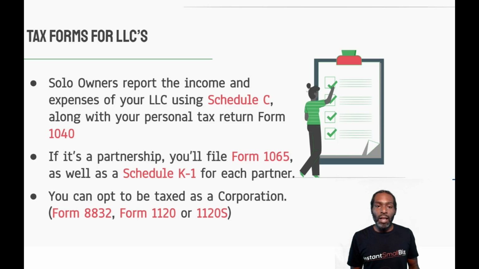Now, Form 8832 is the form you use to apply to be taxed as a corporation. Once you're approved to be taxed as a corporation, then instead of all the Schedule Cs, Schedule K-1s, and 1065s, you're going to be using Form 1120 and 1120S to file your tax returns, just like corporations do.